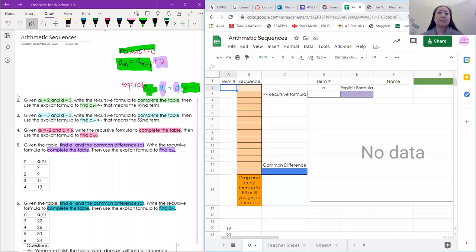Hello, everyone. So today we're going to talk about arithmetic sequences, but we're going to do it a little bit differently. We're going to use this thing called Google Sheets, which is very similar to an Excel spreadsheet. It's used a lot with spreadsheets, usually with budgets or anything to do with money, right? I know when we're setting up a family budget, we'll use an Excel spreadsheet a lot.